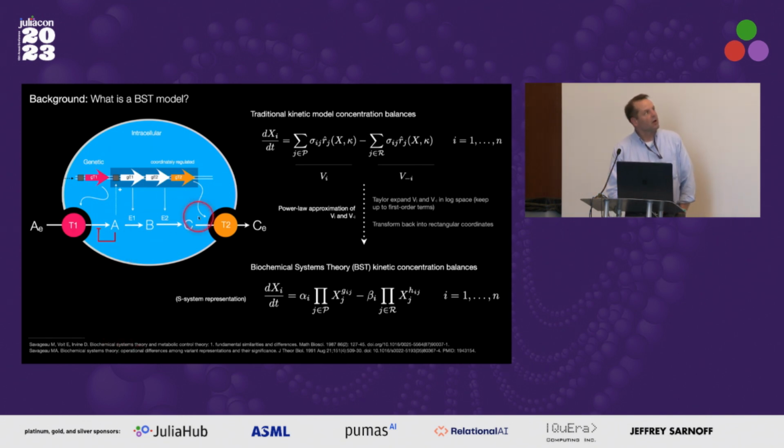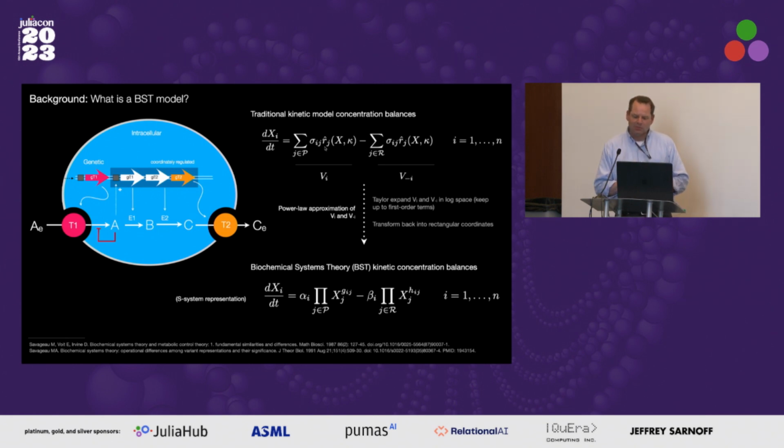Okay, so what is a BST model? If we focus here on this little toy network, what we're modeling is the concentration dynamics of the different chemical species in these types of pathways. So for example, if we focus on metabolite B, traditionally we would build a model that looks something like this. We'd write a differential equation around the concentration of B. We would have a set of terms that produced B, and then a set of terms that consumed B, where these R's are the kinetic expressions. So let's say Michaelis-Menten in the case of enzyme catalyzed reactions, or Hill functions, or whatever it happens to be.